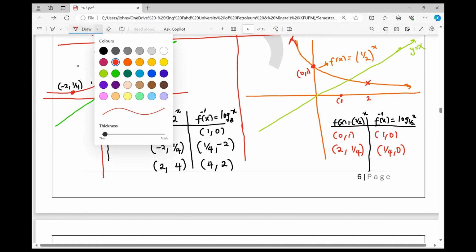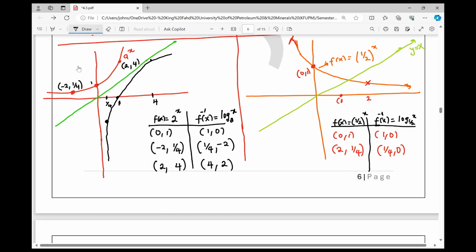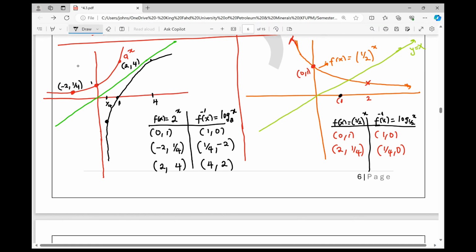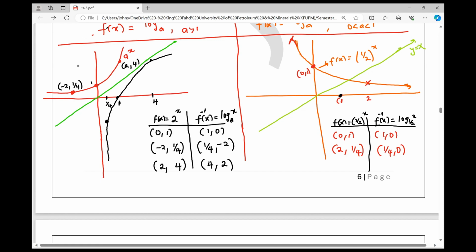So let's see what the point will be. Let me use the black here. Remember, this point is this one. So this 2, 4 is going to be 2, 1 over 4, is going to be 1 over 4, 0. But where is 1 over 4? 1 over 4 is somewhere here.